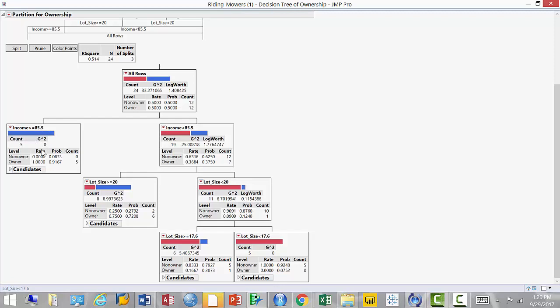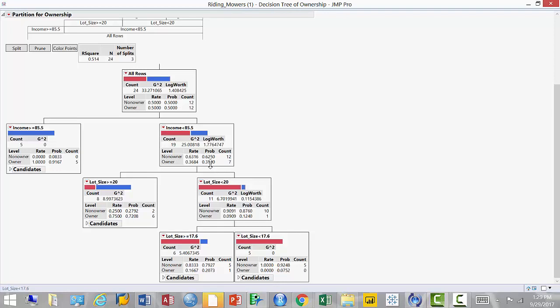Look at that. This set is pure, right? Everything above 85.5. Now that makes sense, right? People who make a lot of money are likely to buy a lawn mower because they have spare money around. Okay. But for income less than 85, you can see that there are questions. So 19 people were classified in this area, and 62.5% of them don't have a lawnmower, and 37.5% of them do have a lawnmower.